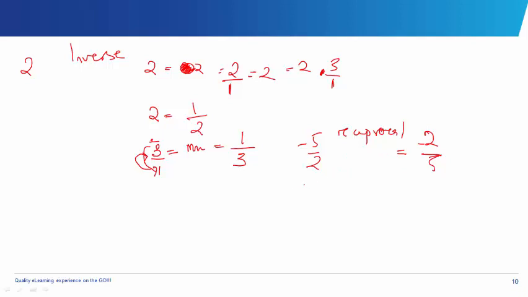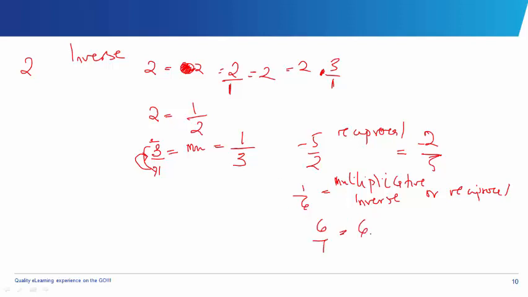Okay, so for a number like 1 over 6, the multiplicative inverse, or also called reciprocal, will now become, turn this number upside down, it becomes 6 over 1, which is the same thing as 6.